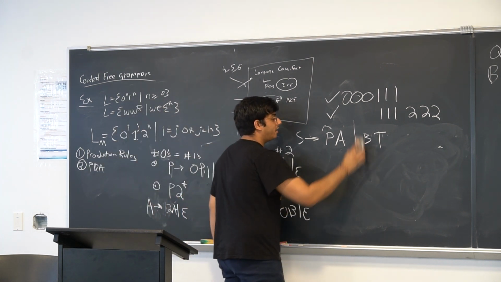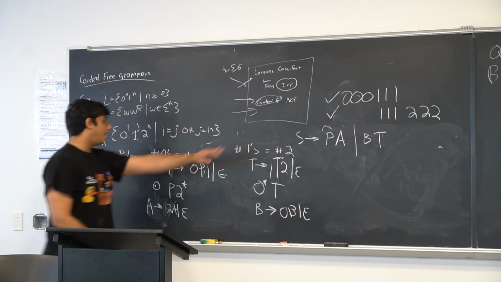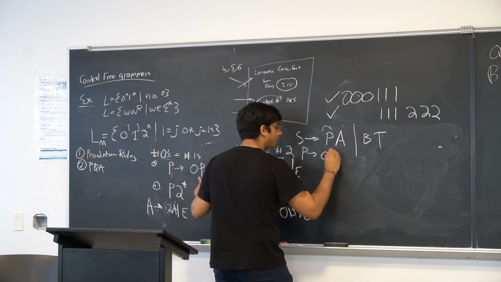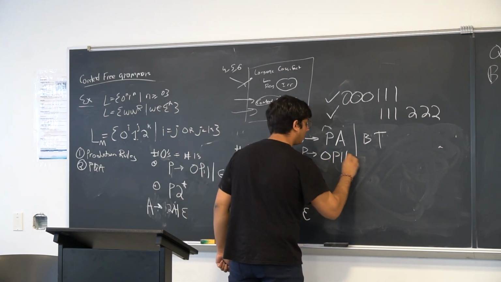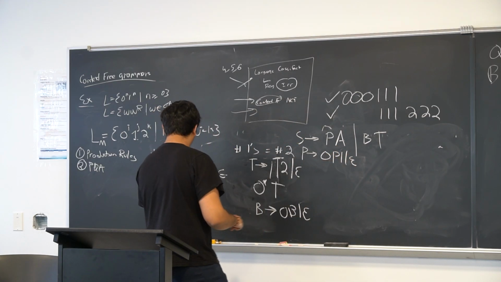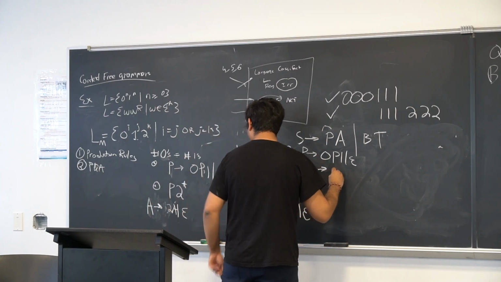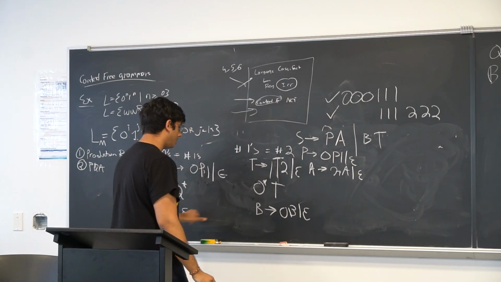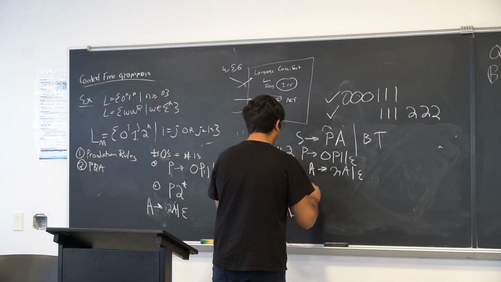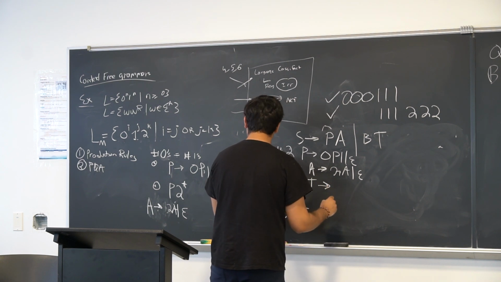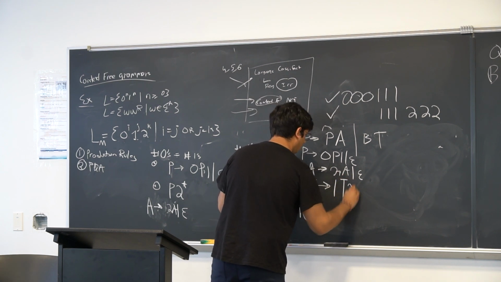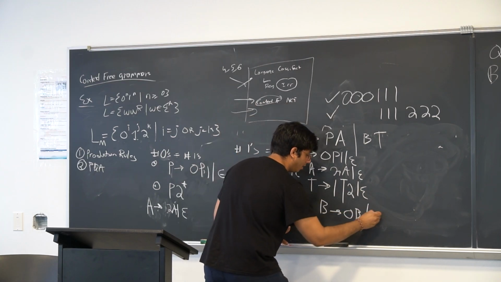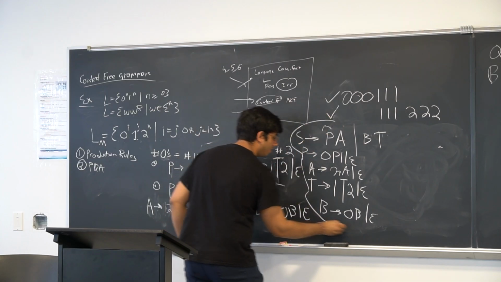So if I was writing a final solution, I have my S here, I would just define things probably a bit better. P goes to 0P1 or epsilon. A will lead to 2A or epsilon. T goes to 1T2 or epsilon, and then B goes to 0B or epsilon. And this would be my context-free grammar.